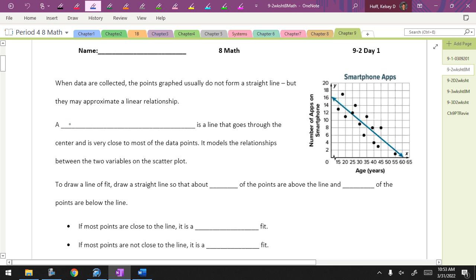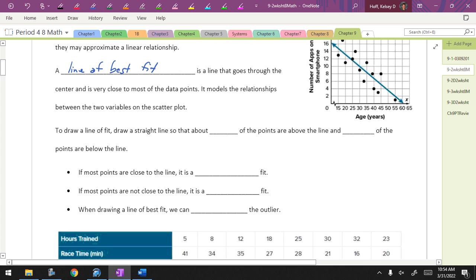So today we're going to talk about a line of best fit. It is a line that goes through the center of your data and is close to most of the data points. It doesn't have to touch a single data point, but it has to be close. It's going to model the relationship between the two variables. To draw a line of best fit, draw a straight line so that about half of the points are above the line and half of the points are below the line. You want it to be central.